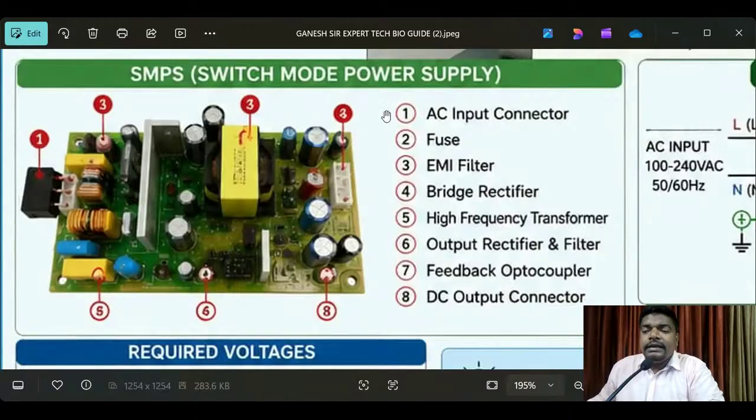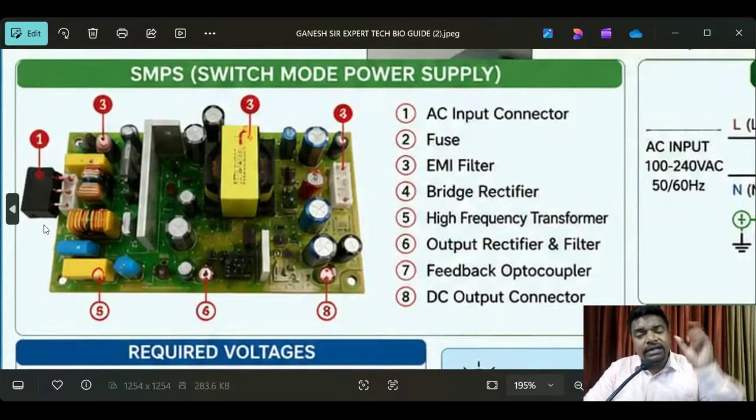See here, AC input connector. I need to say this because of a practical experience. One time in an operation theater, a biomedical engineer attended a call where electrical fluctuations had happened, and the power supply needed to be replaced. So the SMPS had to be replaced on the OT light, but he did not have any idea where and how to connect, because there are a lot of connections. How to connect is very important.